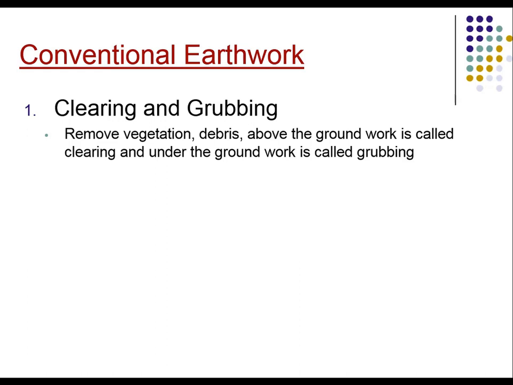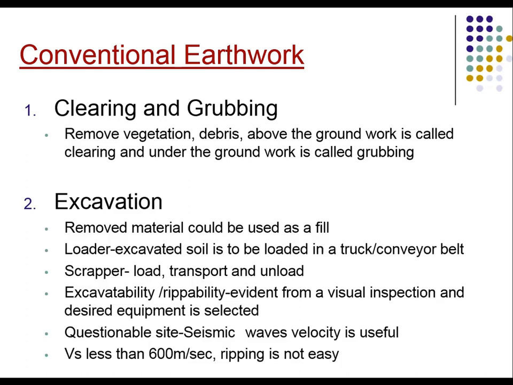So in conventional earthwork, there are six steps, and I'm not going to go into details of that, but you should have the basic steps. First, before you start any kind of construction, you have to remove vegetation, debris, and any kind of waste material, and this process is called grubbing.